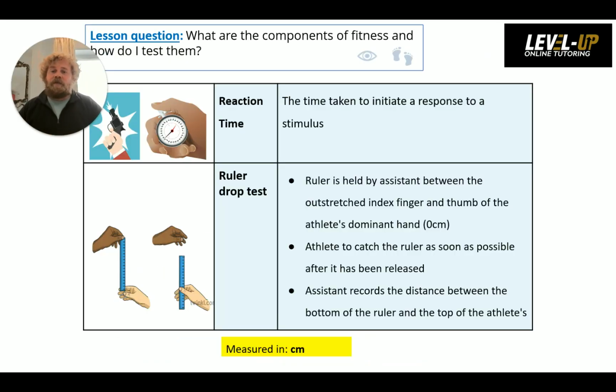The next we have is reaction time. So reaction time is the time taken to initiate a response to a stimulus. So the ruler drop test is a really good indication of this. So the ruler is held by an assistant between the outstretched index finger and thumb of the athlete's dominant hand, and it needs to be at 0 centimeters. The athlete will catch the ruler as soon as possible after it is released. The assistant will then record the distance between the bottom of the ruler and the top of the athlete's hand. And this is measured in centimeters.